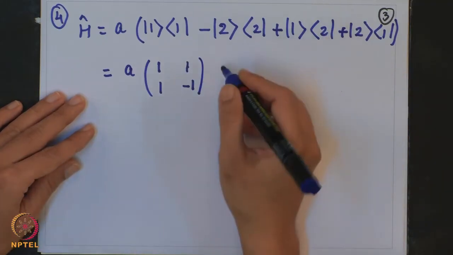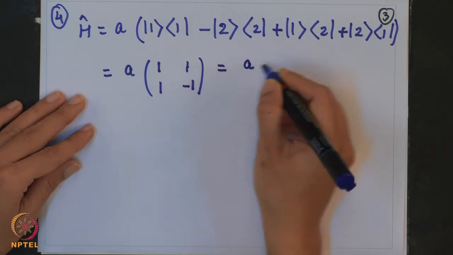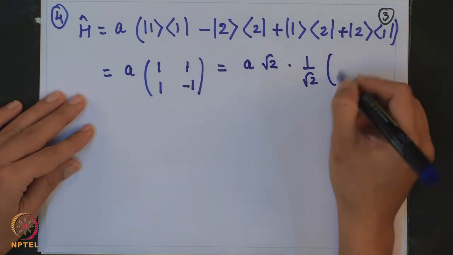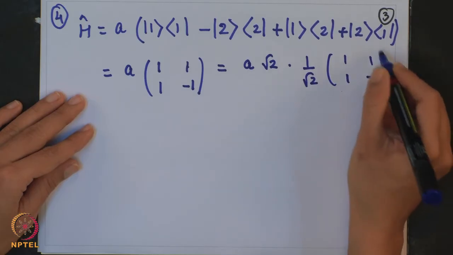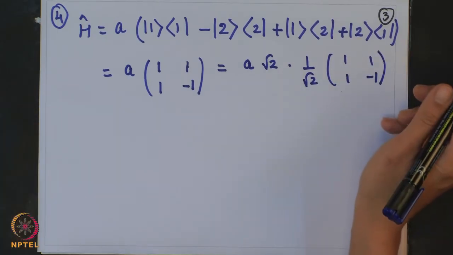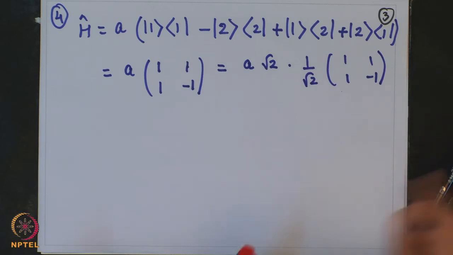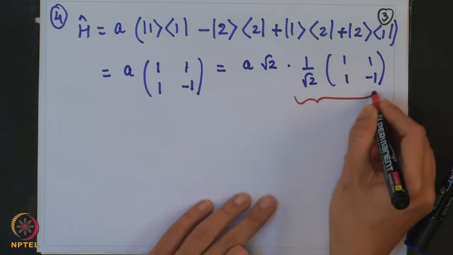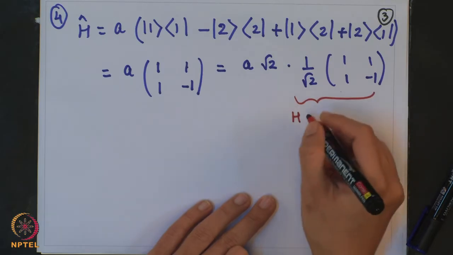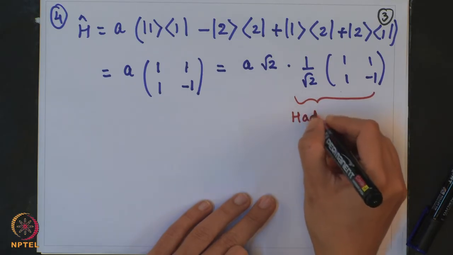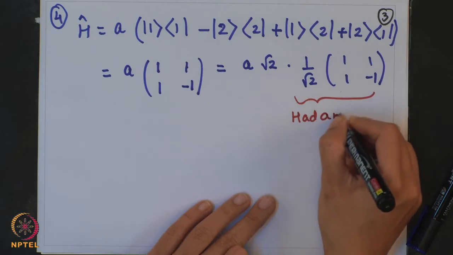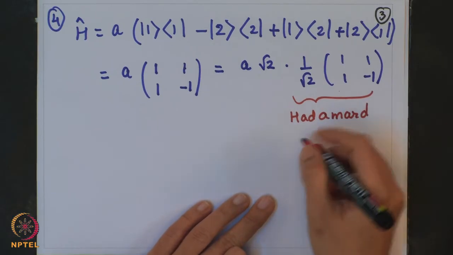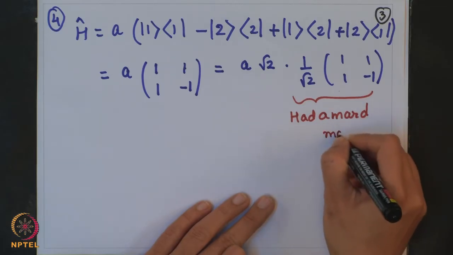Okay. Now, this if I rewrite as 1 by root 2 times the matrix 1 1, 1 minus 1. Okay, so this is nothing but, I think you have already come across this Hadamard matrix.